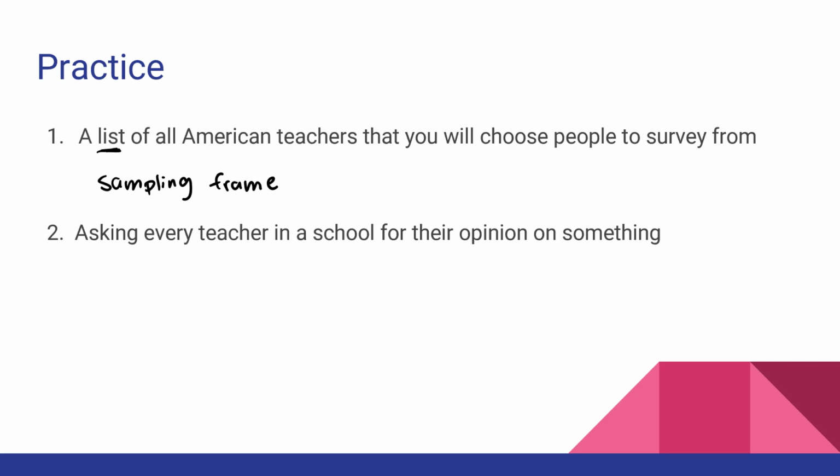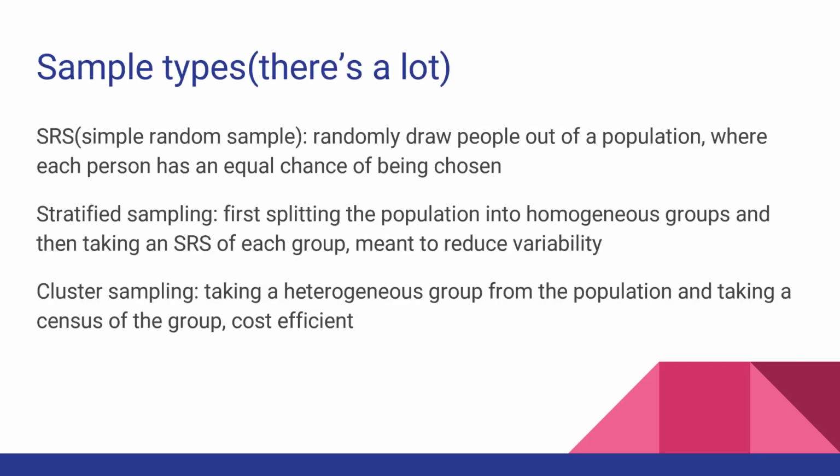Next, we have asking every teacher in a school for their opinion on something. Note the word every, so that would imply census, since we're asking every single person in a population, so a school. There are a lot of sampling types.